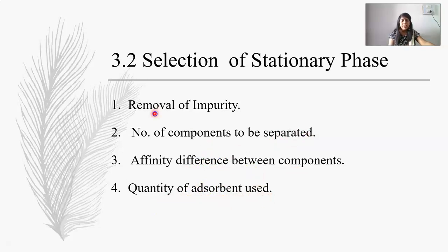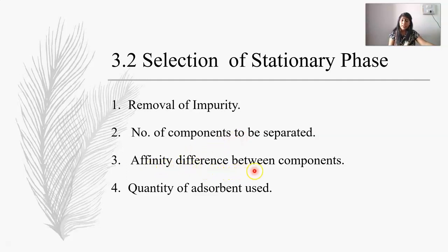Removal of impurity means that when a small amount of impurity is present and there is a large difference between the impurity and the major component, a weak adsorbent can be utilized. The second category is the number of components to be separated. If there are more complex substances present in the sample, the components have to be separated by a strong stationary phase, or if there are less complex substances, a weak stationary phase can also be utilized.